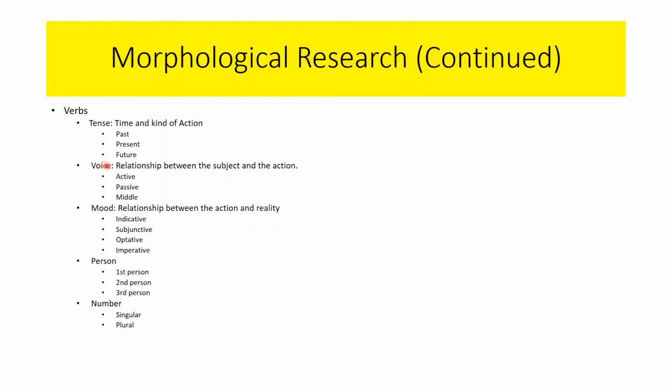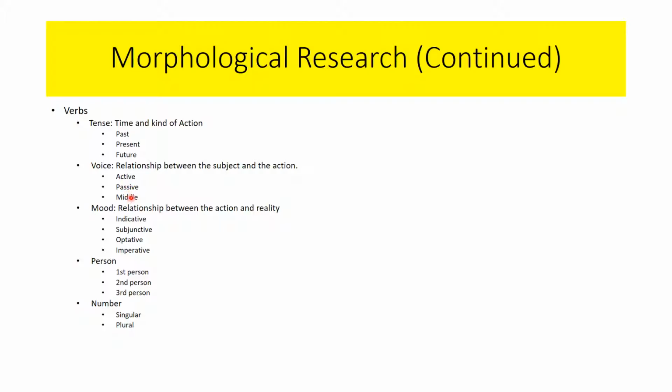And the voice of a verb is the relationship between the subject and the action. A verb can be either active, passive, or middle. So the voice of the word, if a verb is active, we say the man ate the apple. That means the man is acting. He ate. But if the verb is passive, we don't say the man ate the apple, but we say the man is being eaten by the apple. So see, the man's not acting, the apple's acting, or the man's being acted upon. So that's a passive voice.